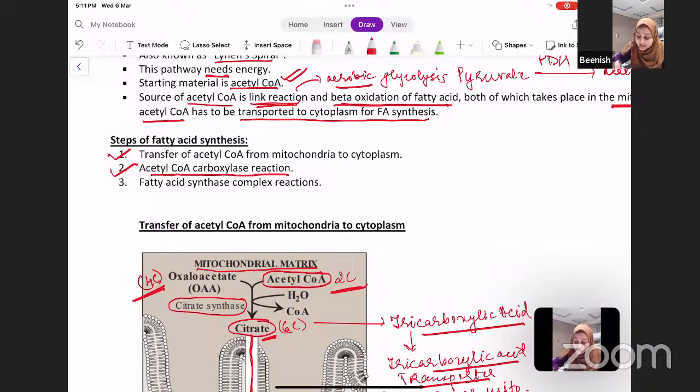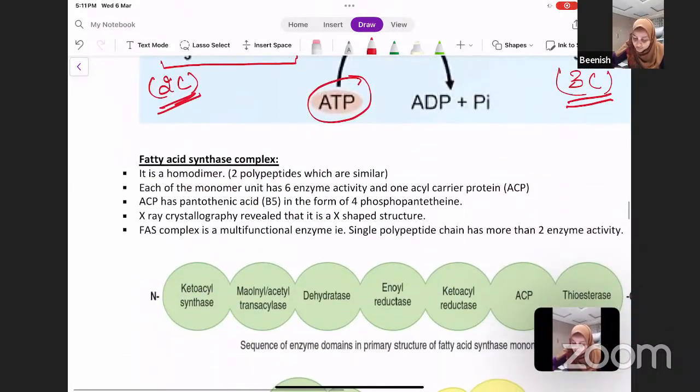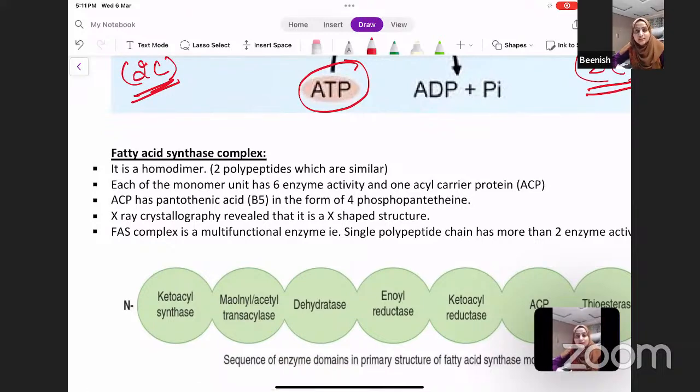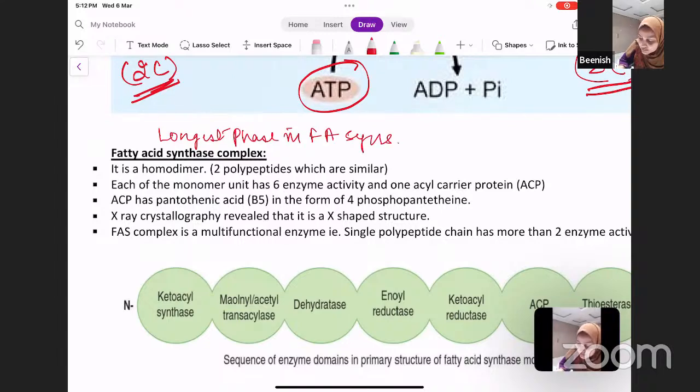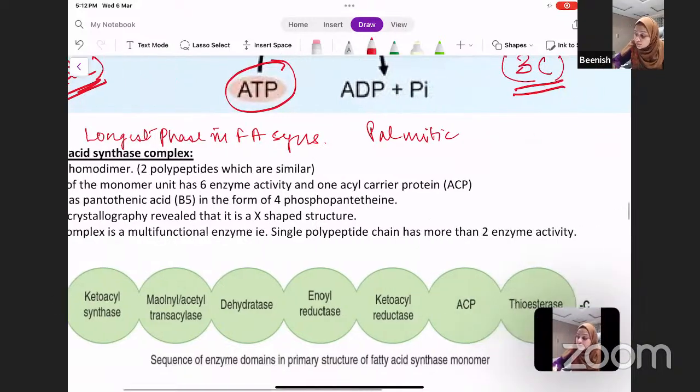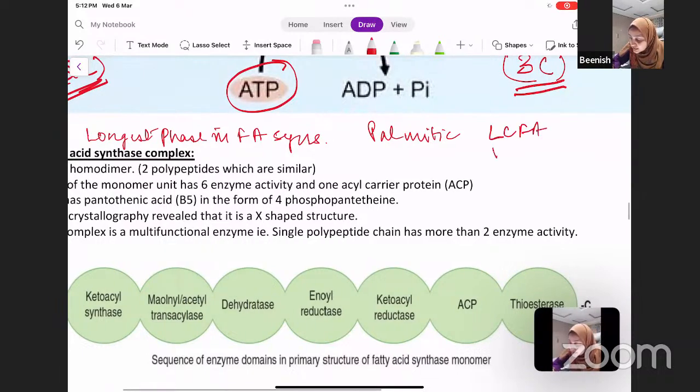Now moving on to fatty acid synthase complex reactions. The reactions of fatty acid synthase complex are the longest phase in fatty acid synthesis. Okay, so this is the longest phase, and the most common fatty acid synthesized in our body is palmitic acid, and all other long chain and very long chain fatty acids are elongated on this palmitic acid.